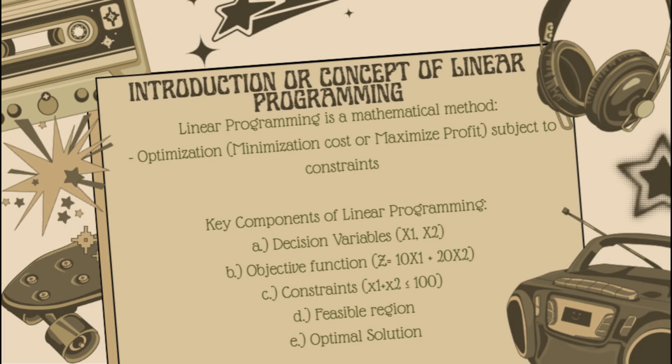For the feasible region, this is the area on a graph where all constraints are satisfied. So the optimal solution must lie within this region. Therefore, for the last part, the optimal solution is the point in the feasible region that gives the highest profit or the lowest cost.